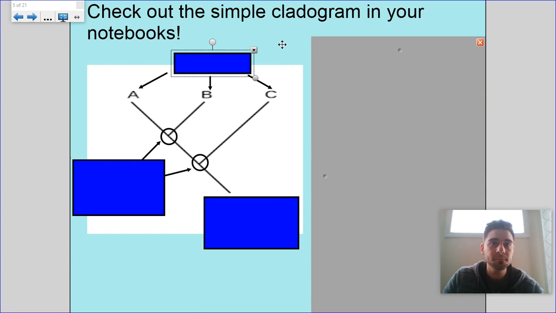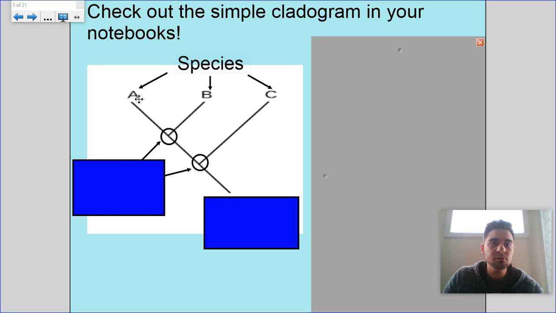All right, now, you should have this cladogram already. Again, if you're writing this, mark this up. So A, B, and C are actually representing different species. Now, remember, we put time over here.